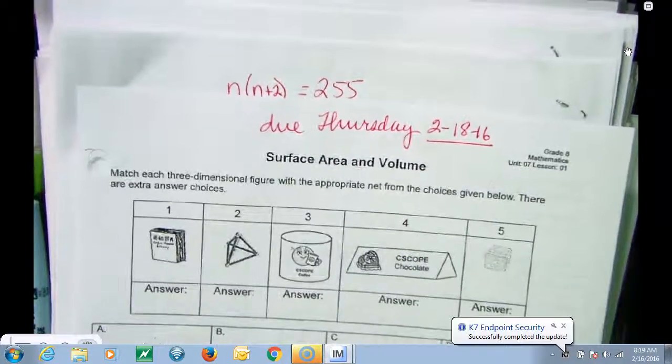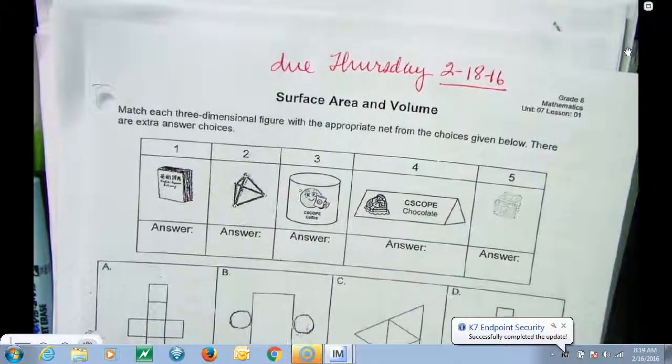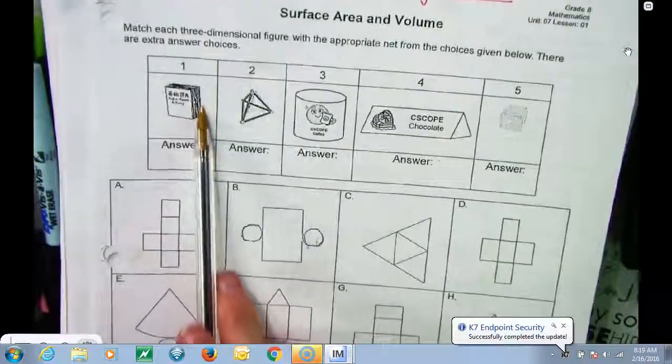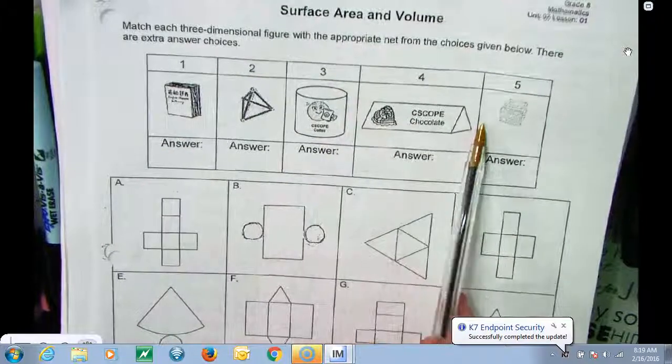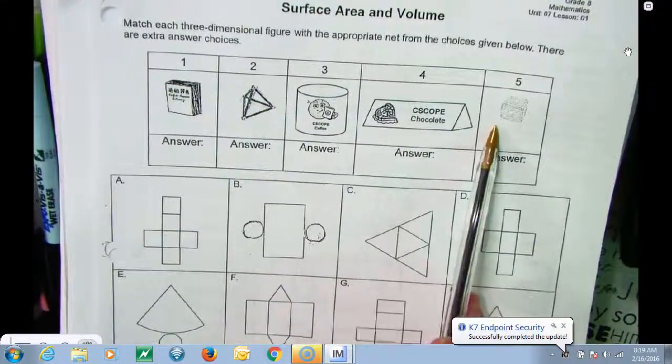Okay. The front side asks you to match. You're going to do this later, but you're going to match each prism or 3D figure with each net. How it would look if you cut it and folded it out. Okay. In fact, you're going to do that in just a minute. Turn on the back.